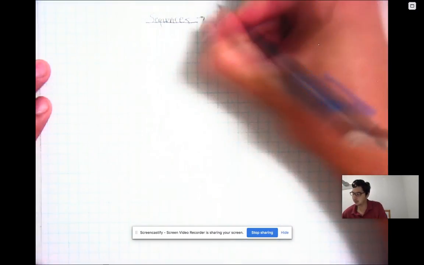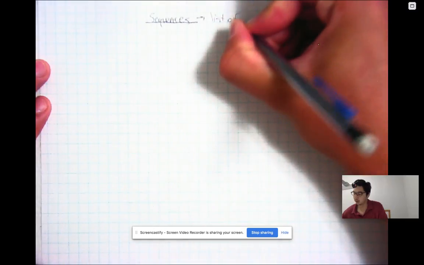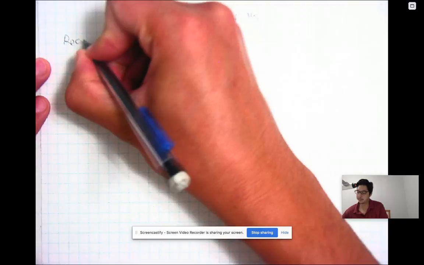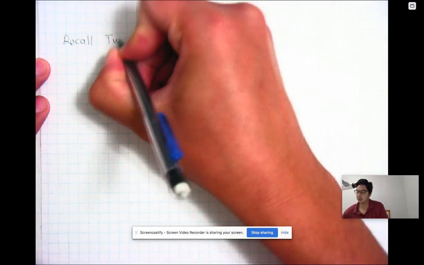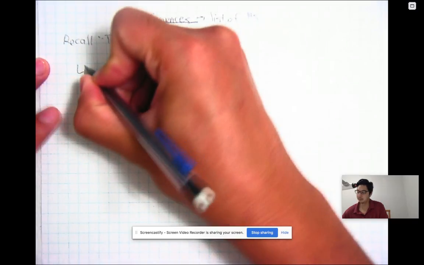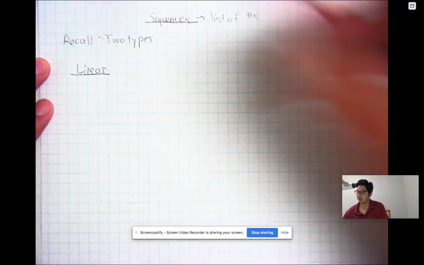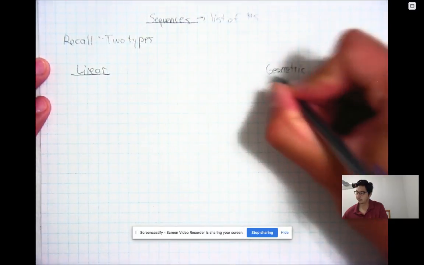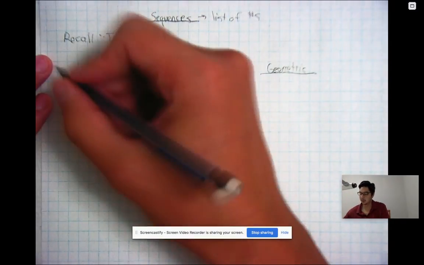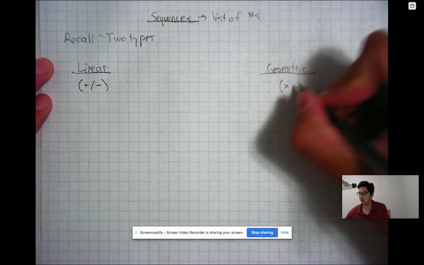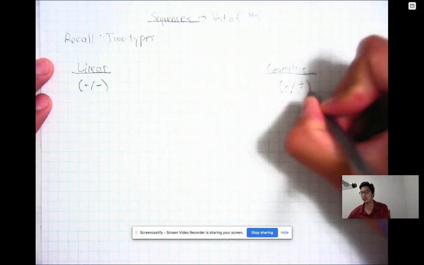Remember, a sequence is just a list of numbers, and there are two types that you need to know for this class. The first type is linear, and the second type is geometric. Linear sequences are sequences that change by addition or subtraction. Geometric are those that change by multiplication or division.